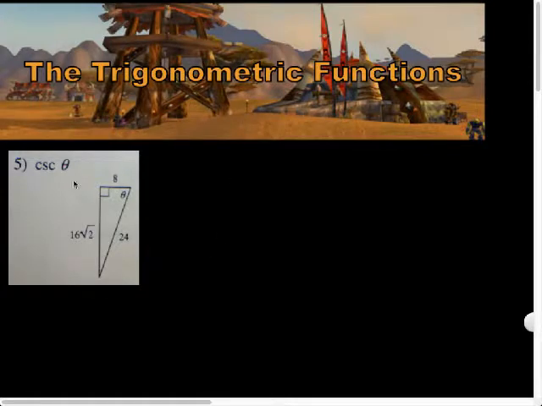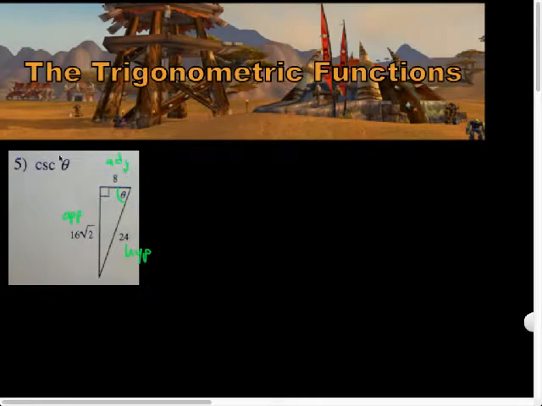So for cosecant theta, let's actually, from theta's perspective, practice just our names. So 24 is the hypotenuse. This side right here is going to be the opposite leg because it's the one that doesn't touch theta. And this one is the adjacent leg because one of theta's sides is that side, right? So this is the adjacent.